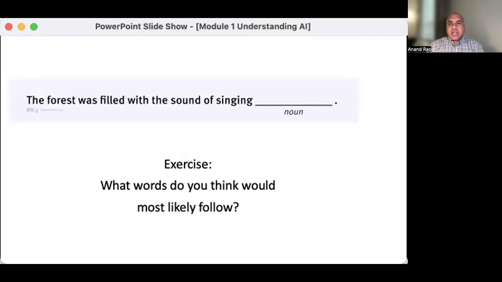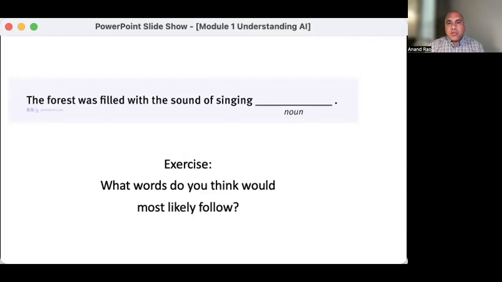So let's try a quick exercise just to help understand how generative AI actually works. I want you to look at the sentence: The forest was filled with the sound of singing blank. You put in a noun. It's kind of like one of those Mad Libs. What word do you think would fill in after the word singing? So take a moment, think about this, and don't overthink it, just go with your first instinct.